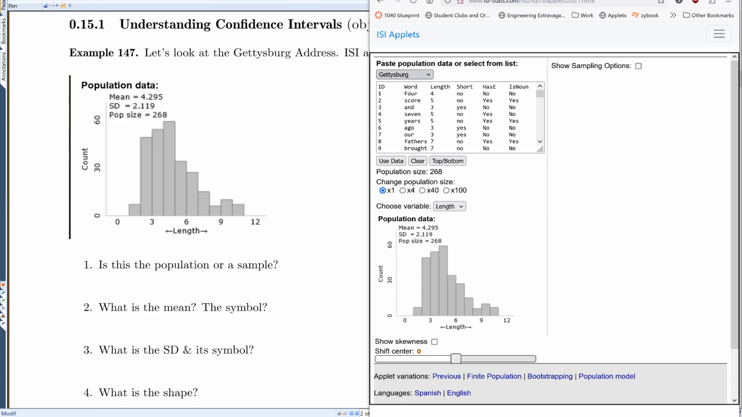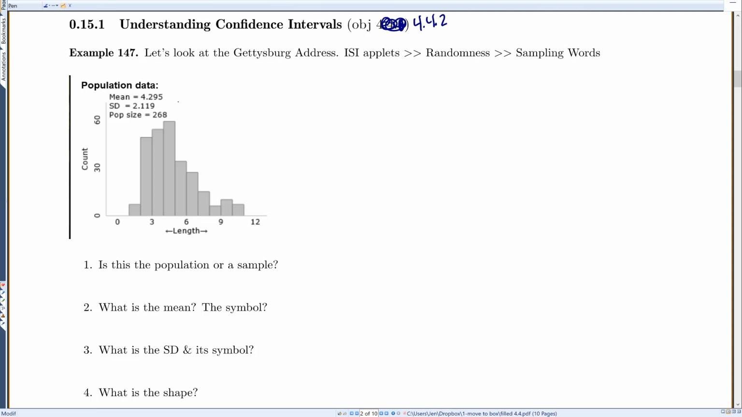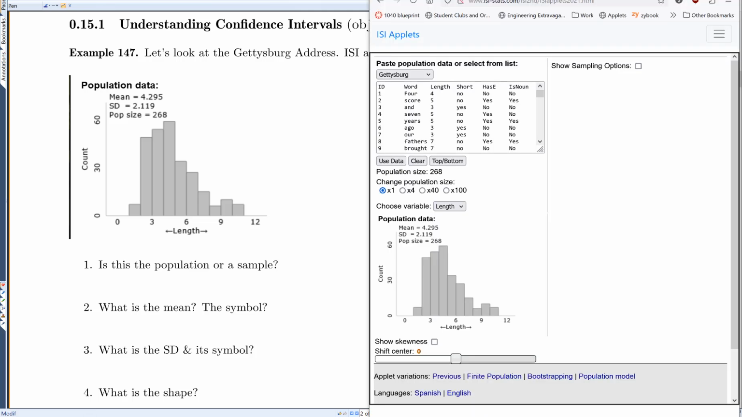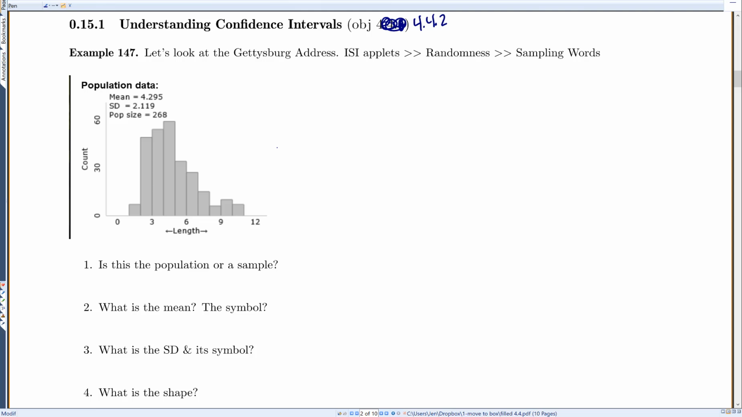So when I pull it up, you have Gettysburg. You can see all of the actual words, like "seven years ago, our fathers brought." And it will tell you a lot of different information about it. But this is our entire population. Let me show you on the applet. When I click use data, or even if I don't, because it's just the default one that comes up, you can see this is the population data that it will show you here. This is a population because it's all the words, not just a sample. It was a very short address, so we actually have every word.